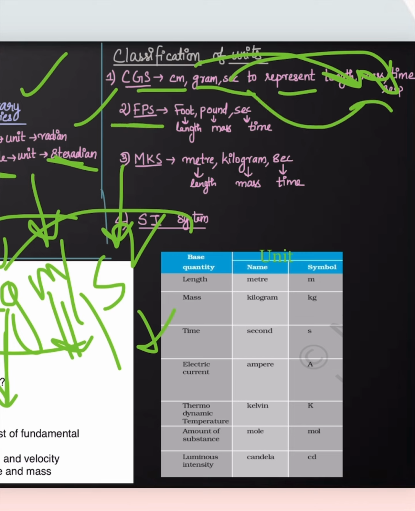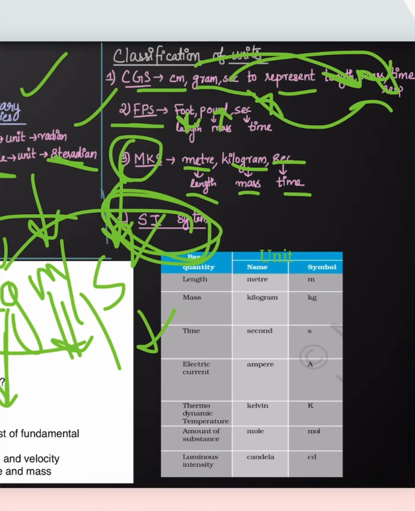And in the FPS system of units, length is represented by foot, mass is represented by pound, and time is represented by second. Okay. FPS system: foot, pound, second. CGS system: centimeter, gram, second. Then comes the MKS system. Okay. In the MKS system, length is represented by meter, mass by kilogram, and time by second.